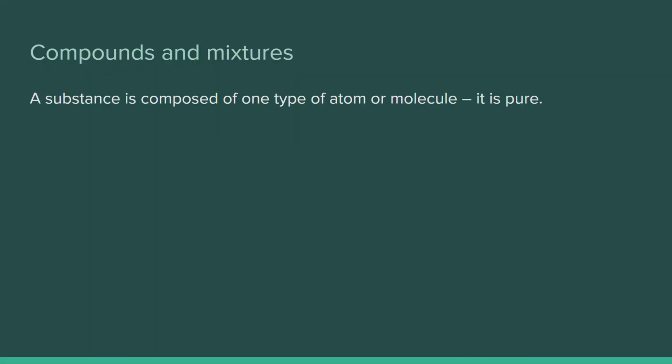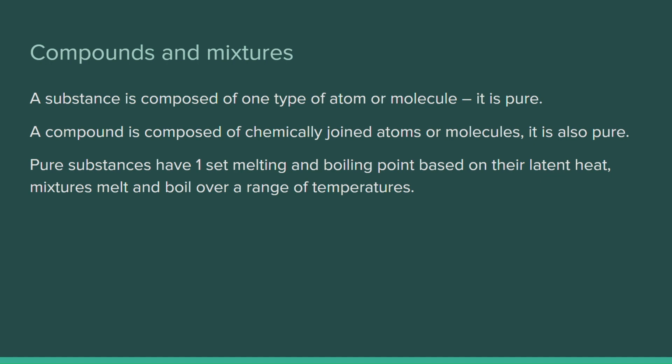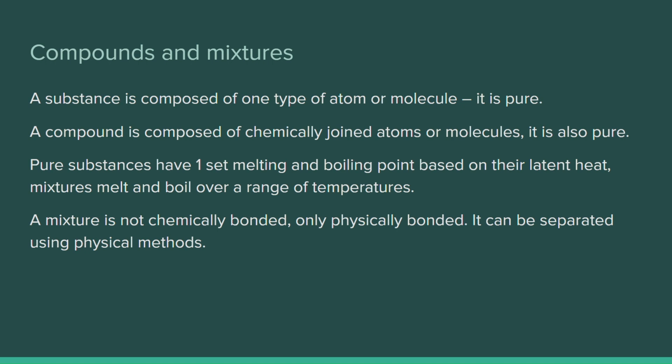So, compounds and mixtures. A substance is composed of one type of molecule or atom. It's pure. A compound is composed of chemically joined atoms or molecules. It's also pure. So a compound can be a kind of substance. Pure substances have one set melting point because they wait for the other atoms in it to melt as well, and that's based on their latent heat. And mixtures melt and boil over a range of temperatures because they're composed of different things with different latent heats. A mixture is not chemically bonded, it's only physically bonded, and it can be separated using physical methods.